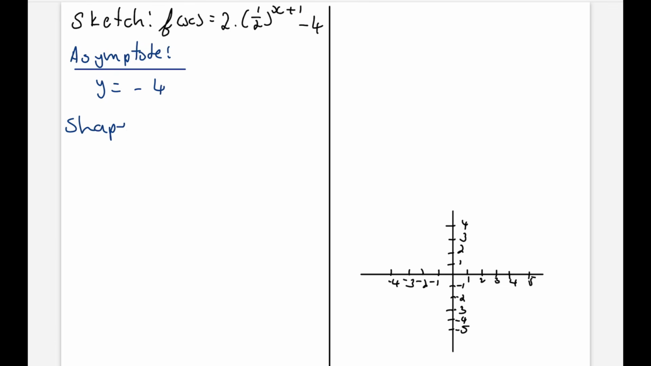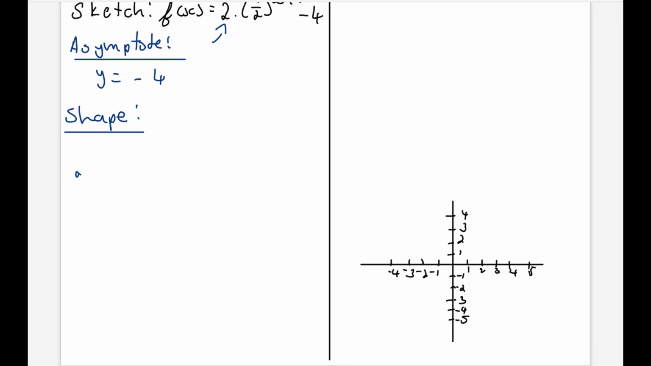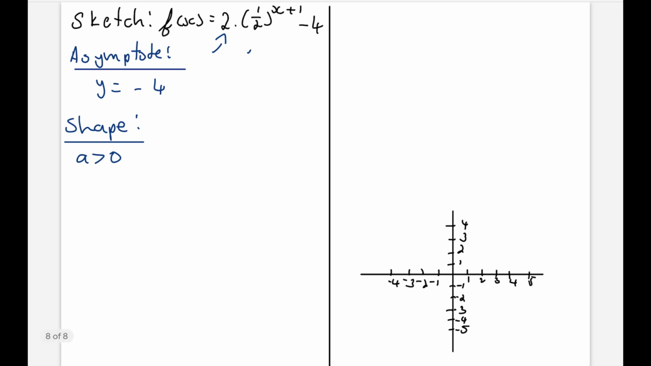What about its shape? And I really do suggest that you give yourself little headings when you're answering in your exam. It also helps the examiner to clearly see what you're doing. The shape depends on a and b. Is a greater than 0? Yes. What about b? Is b bigger than 1 or is it a fraction? It's a fraction. b is between 0 and 1.